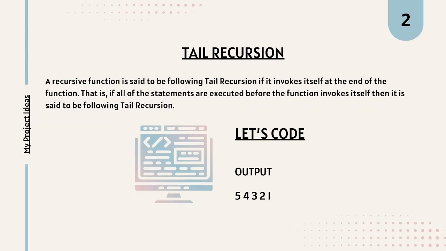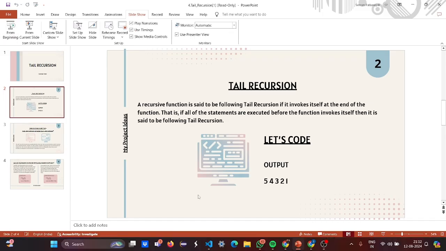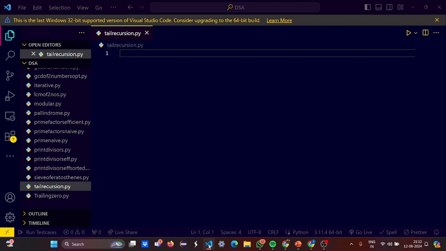What is tail recursion? A recursive function is said to be following tail recursion if it invokes itself at the end of the function. What does this mean? If there is a function and the function calls itself at the end of the function, then it's called tail recursion. Okay? So it's a bit complex, right? It's simple, guys. No need to make it complicated. If you have a function which calls itself at the end, it's called tail recursion. That's it. Let's write the code, then we'll get to know better.